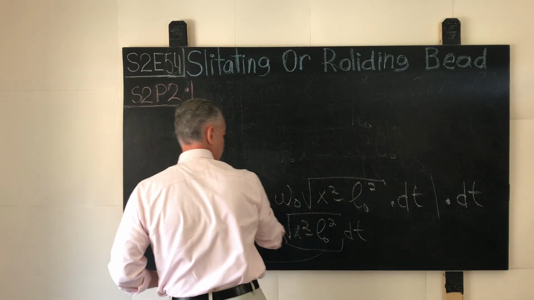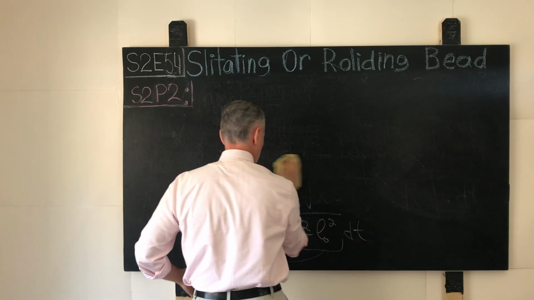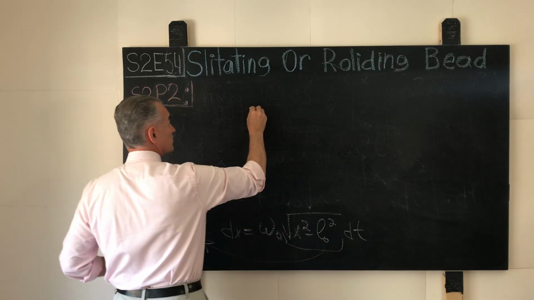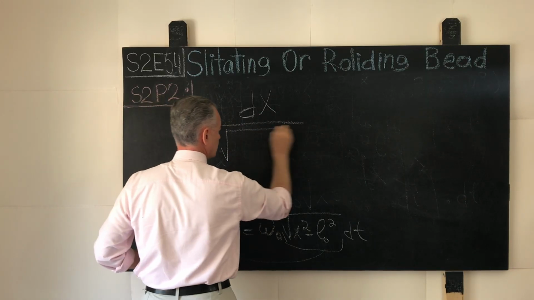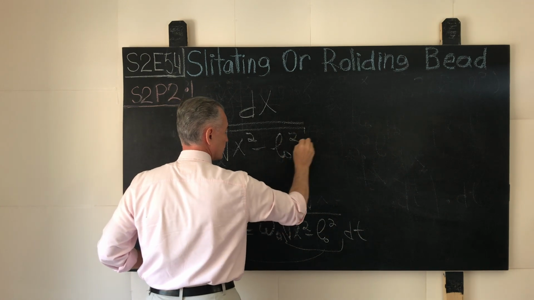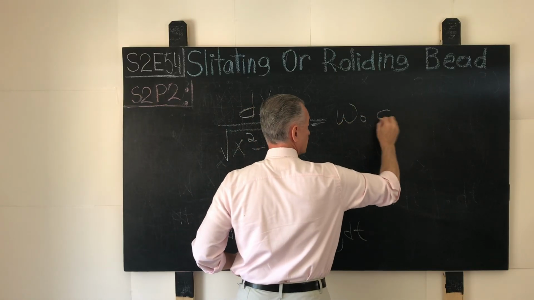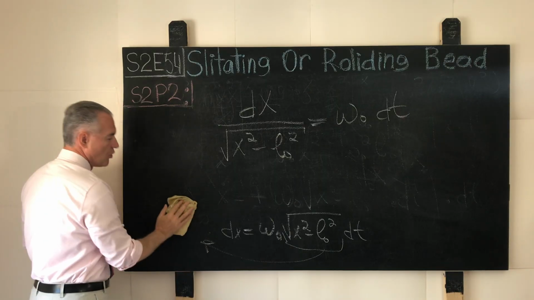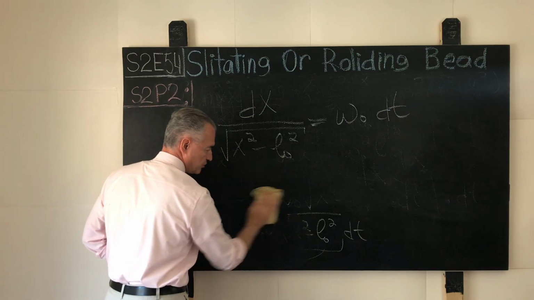I will erase all these guys and prepare it for the next segment, but all we have to do now is write down one equation that represents the fact that we did separate the variables. Let's see. dx divided by square root of x squared minus L0 squared equal to omega 0 dt. You see, we separated the variables. That's the victory.